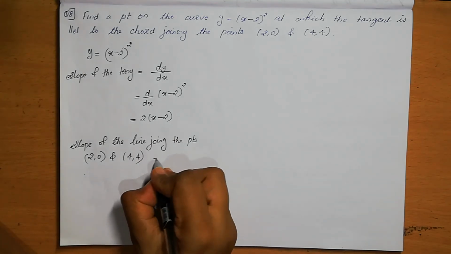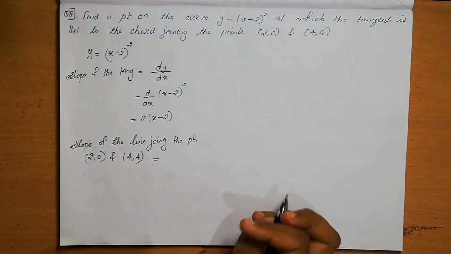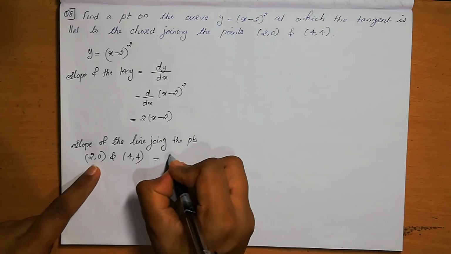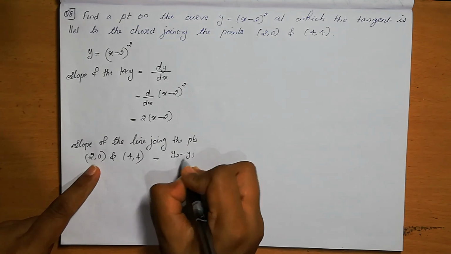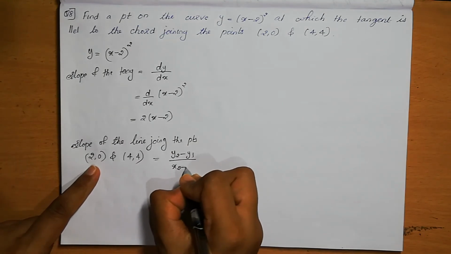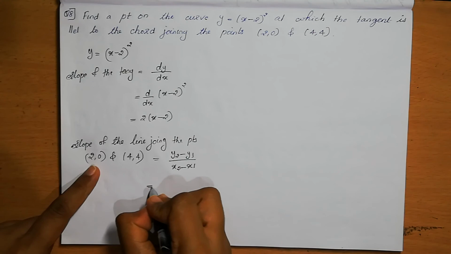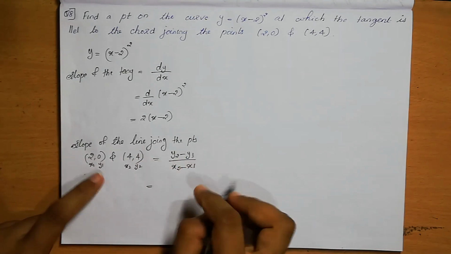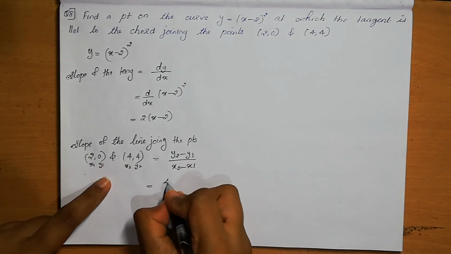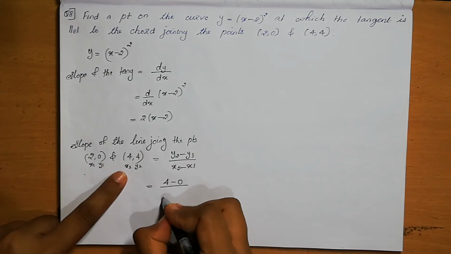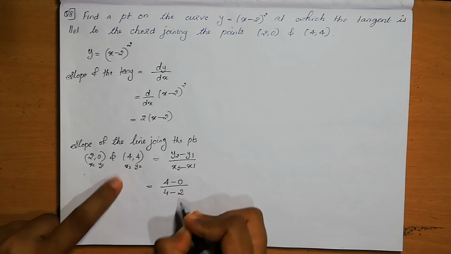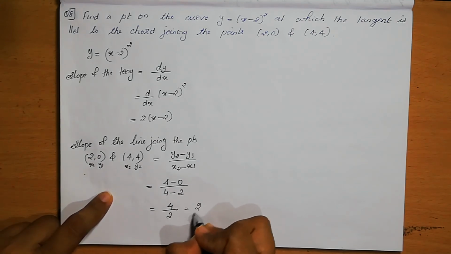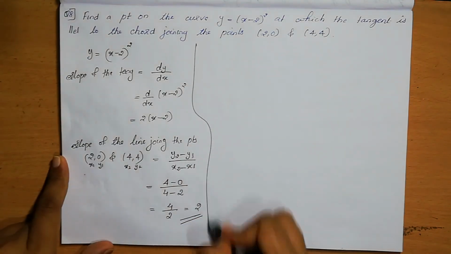This one how we can find out? y2 minus y1 by x2 minus x1, right? That means this is x1 y1, x2 y2. y2 minus y1, that means 4 minus 0 by x2 is 4 minus x1 is 2. That means 4 by 4 minus 2 is 2, that is equal to 2. That is the slope of the line joining the points.